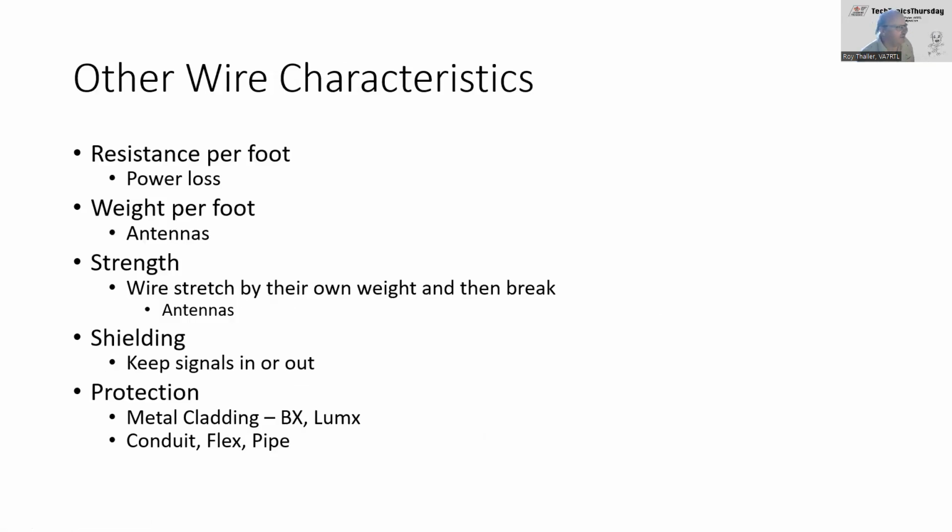Other characteristics is resistance per foot, and this is typically related to power loss. So, the smaller the wire, the greater the resistance per foot. The other thing you also want to look at is weight per foot. And this is important when you look at antennas, because the wire can actually be quite heavy. Can the supports handle that weight of wire? And then again, wire stretches by its own weight. It tends to break. So there may be some wires designed not to break.